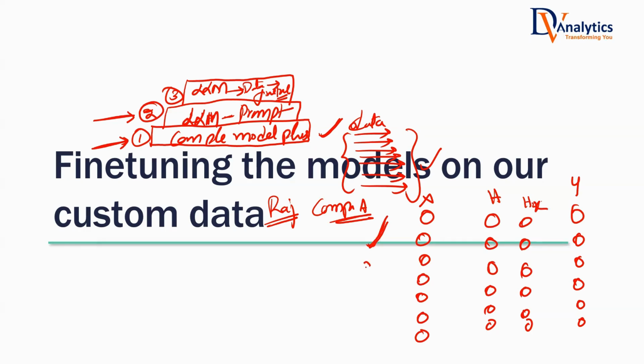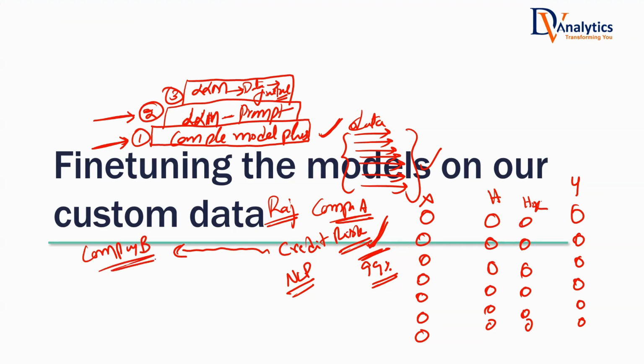And the accuracy of this model is almost 99% on a wide variety of data sets. Like they have built a model on credit risk data, and on most of the credit risk data sets, it's working perfectly. I'm not talking about the natural language processing model, the NLP based model. If I want to use Raj's model as it is on my data, which is also credit risk data only, but it is slightly different from Raj's company. I am working for company B. My data is slightly different.